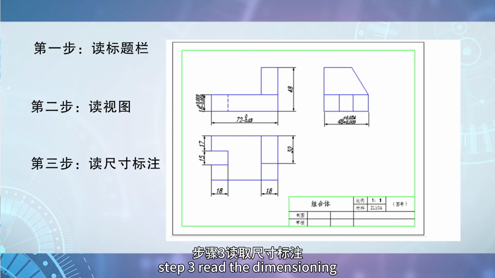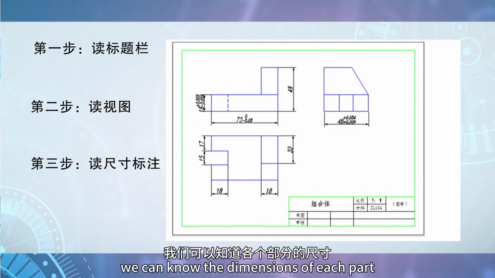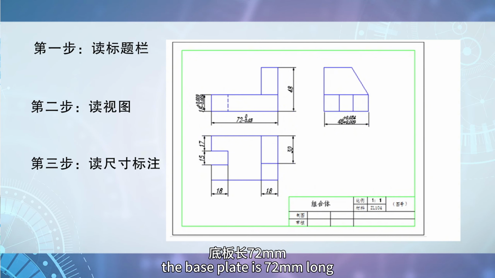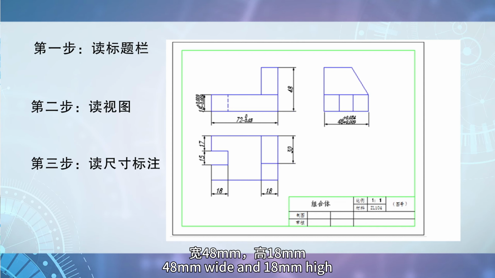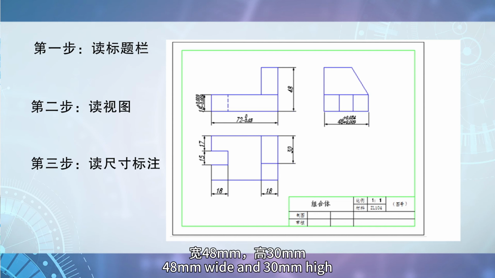Step 3. Read the dimensioning. From the drawing, we can know the dimensions of each part. The base plate is 72 mm long, 48 mm wide, and 18 mm high. The vertical plate is 18 mm long, 48 mm wide, and 30 mm high.